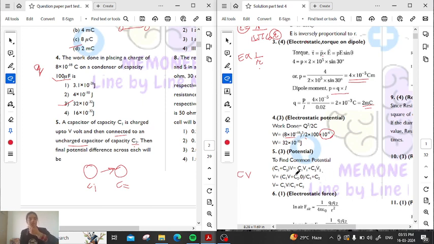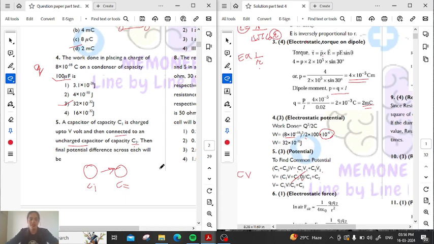Again, we need to find the V. So V is equal to, we can substitute the other values on the right hand side. It will become C1V plus C2 times 0, because it is uncharged, right? Upon C1 plus C2. So this complete term will become 0. The expression will become C1V by C1 plus C2. This is the correct answer for it.